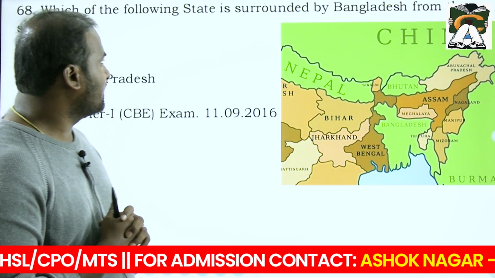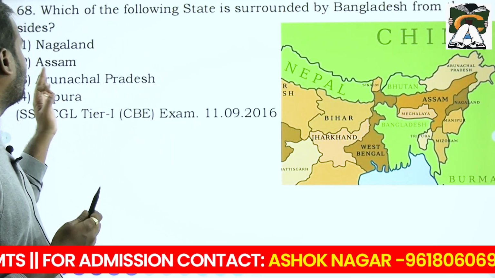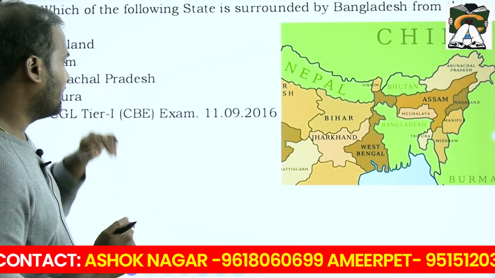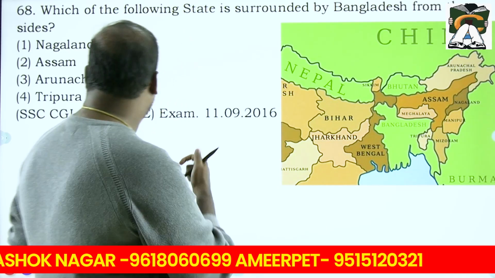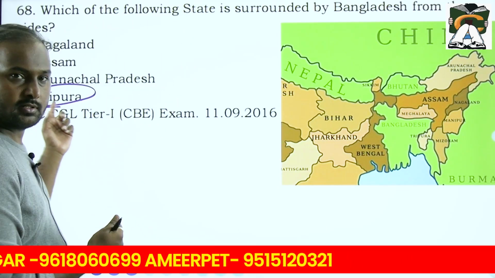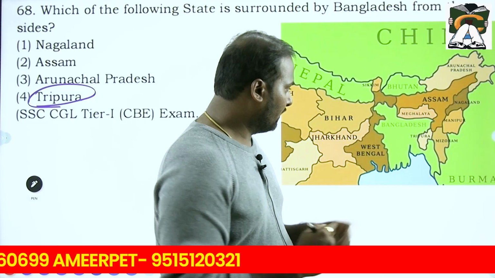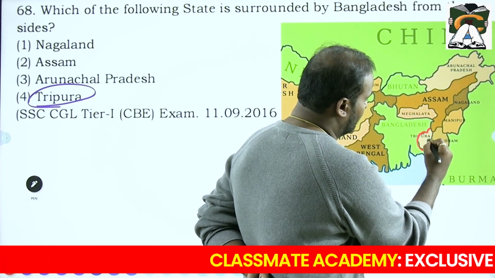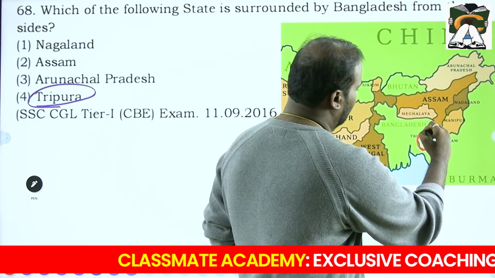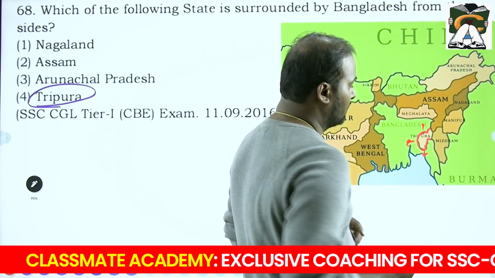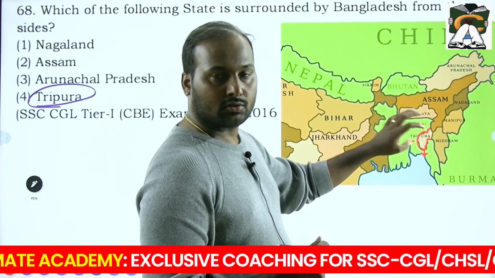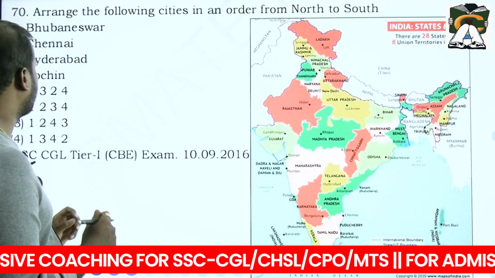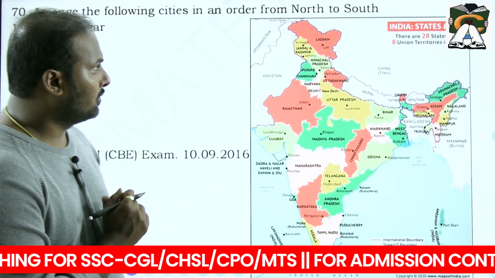Next, which of the following states is surrounded by Bangladesh on 3 sides? Very, very important and a many times repeated question. See the word, which state is covered on 3 sides? 3 means Tripura, that's it. For example, you can see here in this image, this is Bangladesh, and this is where you can see Tripura. So this Tripura is surrounded by Bangladesh in the north, in the west as well as in the south. So Tripura, 3 sides with Bangladesh. Remember it like that.